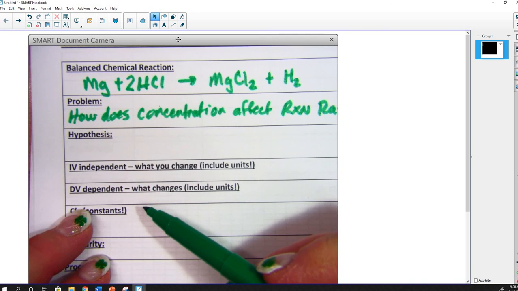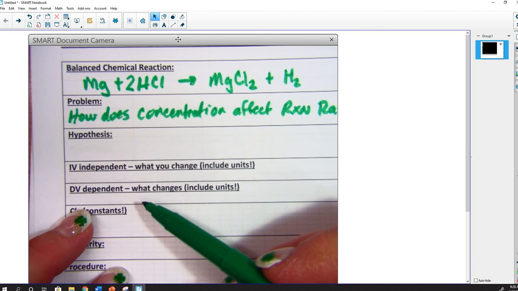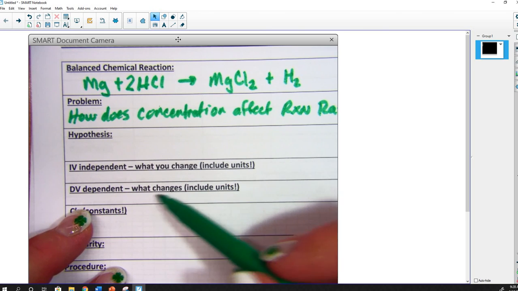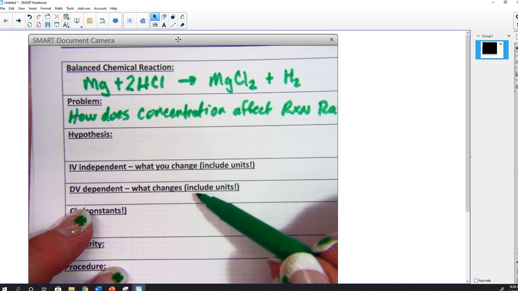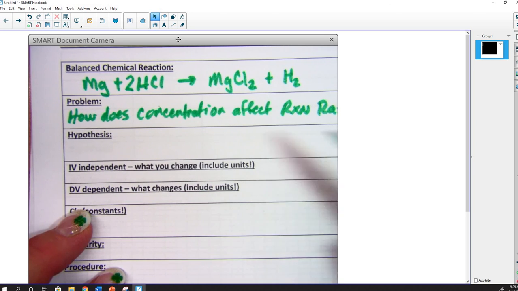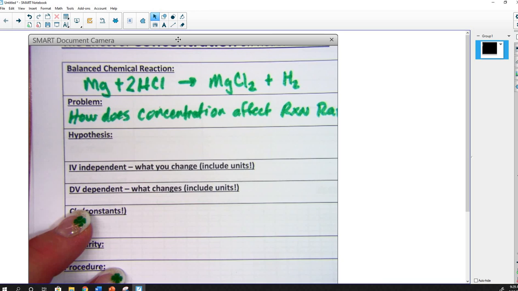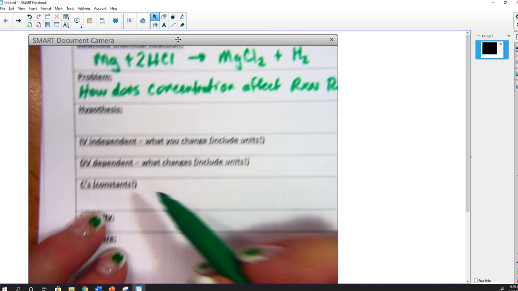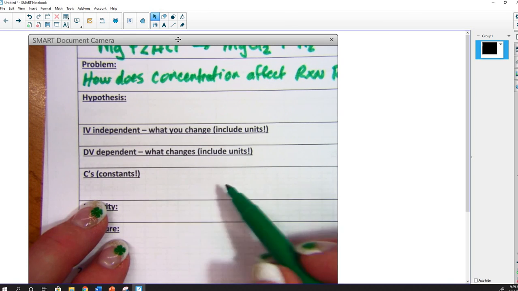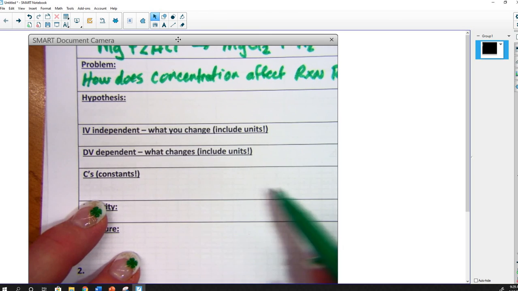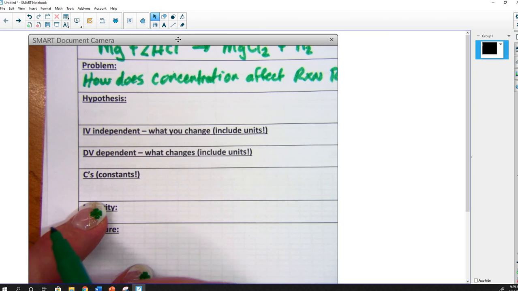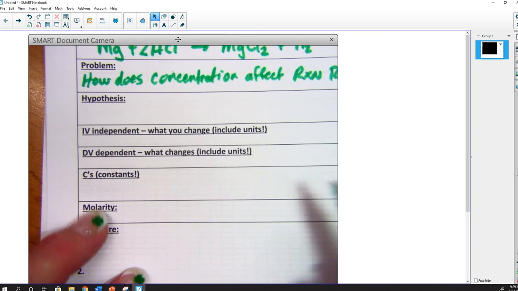What's my dependent variable? Reaction rate, yeah, so time. So I'm going to put time here. For the one that we do the Alka-Seltzer, you're going to have time and height because we're going to do height. So time and height. What am I holding constant? What things are you not changing? Everything that has to do with the reaction that you're not changing. The number of total drops, the well that we're using, the chemicals that we're using, blah, blah, blah.